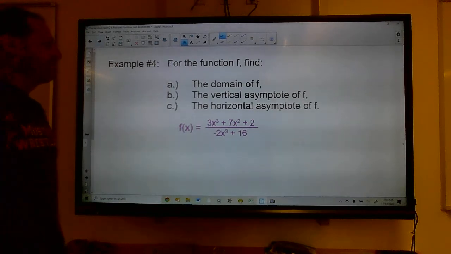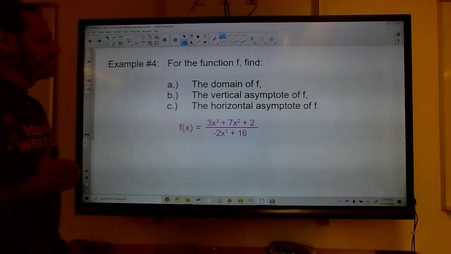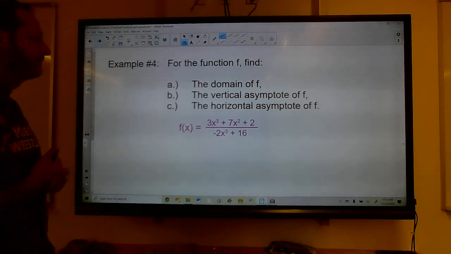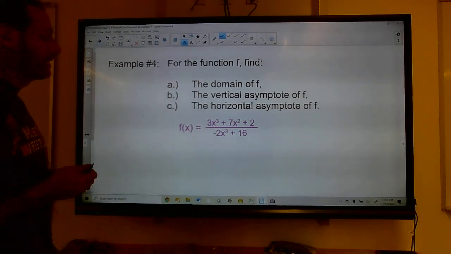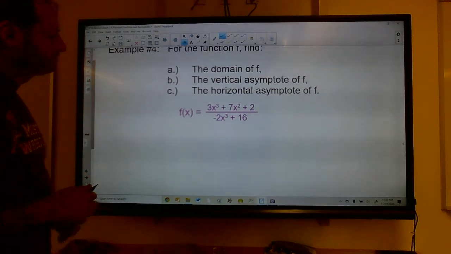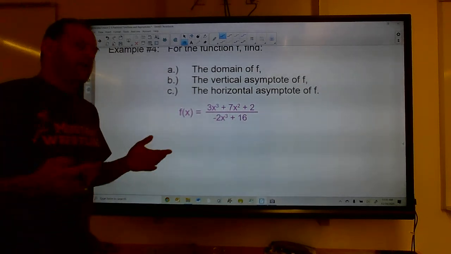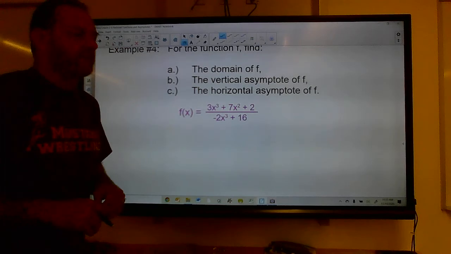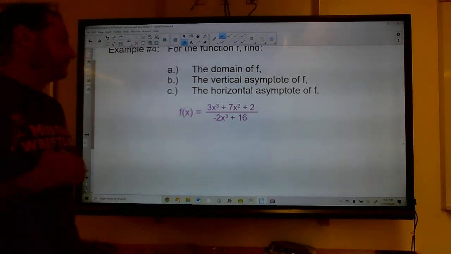For the function f, find the domain of f, find the vertical asymptote of f, if there is any, find the horizontal asymptote of f, if there is any. Okay. So, to find the domain, you've got to consider what numbers can you put in. Now, usually what I consider is, can I put negative numbers in here?